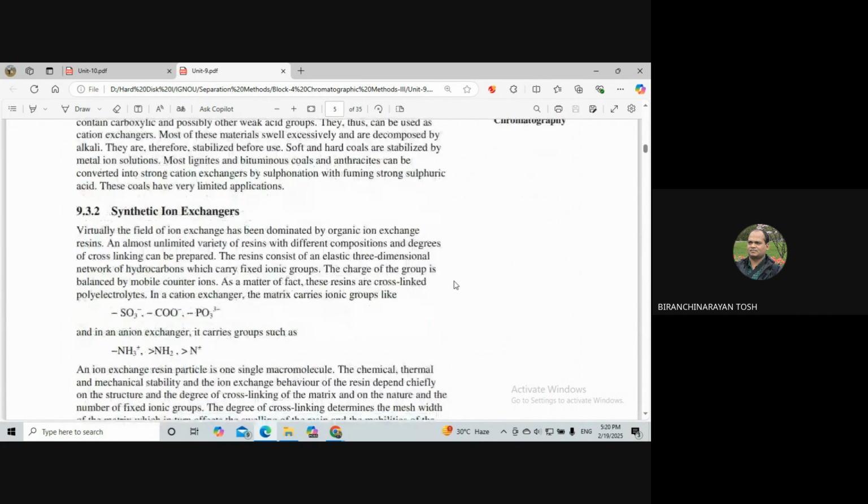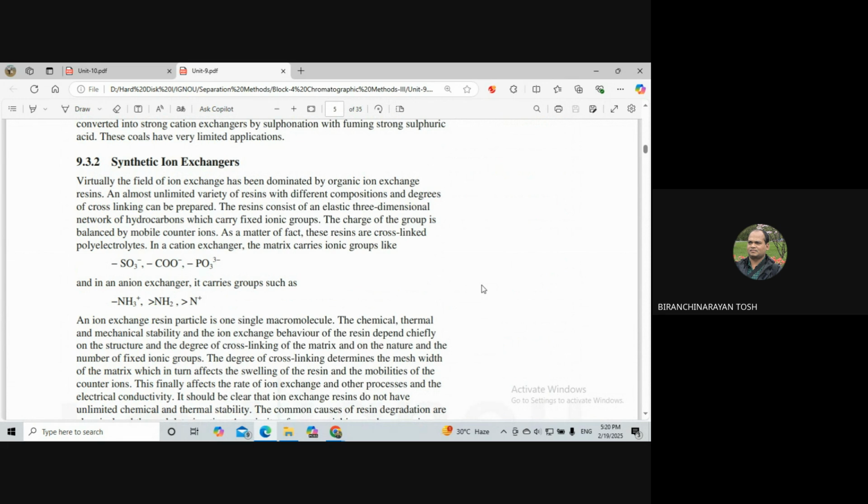Then we move to the synthetic ion exchangers, which are vast and nowadays readily used. Virtually, the field of ion exchange has been dominated by organic ion exchange resins. An almost unlimited variety of resins with different compositions and degrees of cross-linking can be prepared. That means if the resin cross-linking is there, then it will generate cavity or pore structure. So whatever synthetic ion exchangers we are using, most of them are cross-linked polymers.